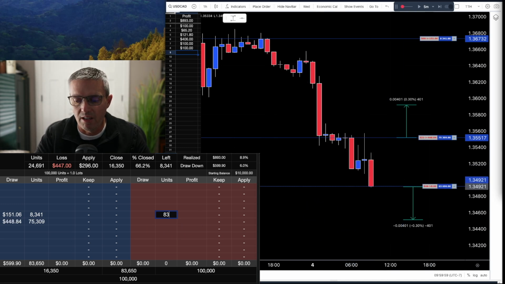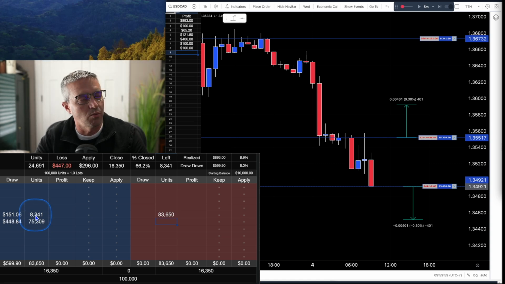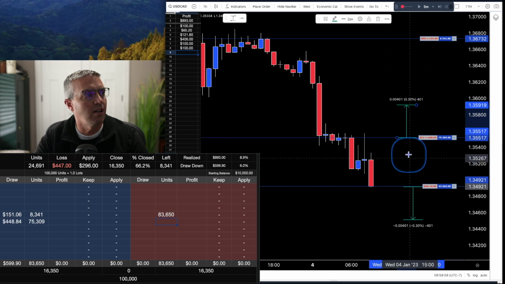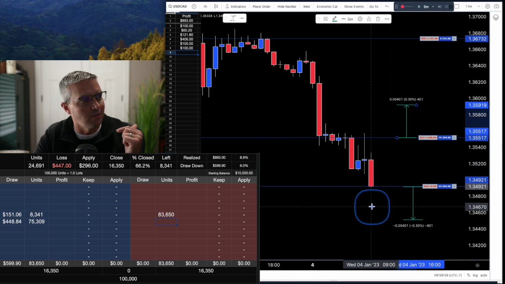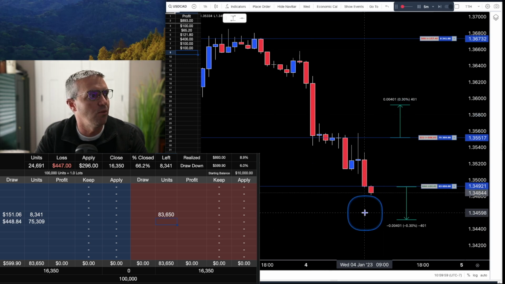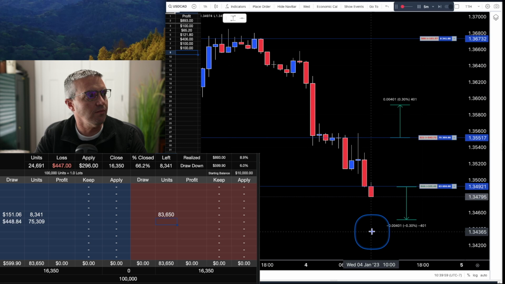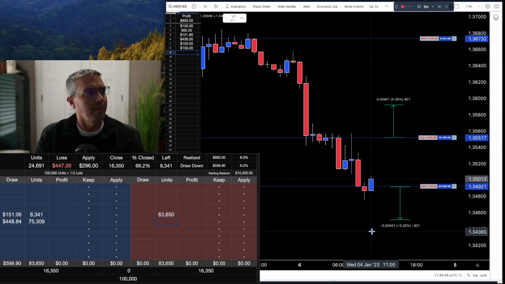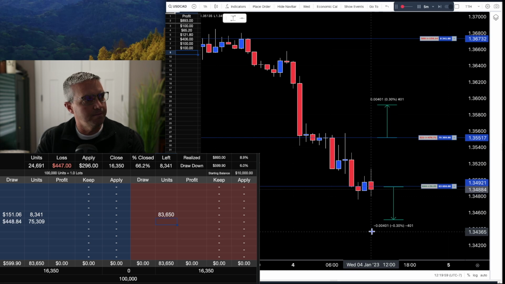So now I have 83,650 units on the short side, 75,309 units on the long side, and 83.41 on the long side. Total drawdown is 599. Total realized profit is 893. Our hedge is balanced, but we are not at capacity on this trade. We're looking for 40 pips to go down. If it bounces and goes straight up, then we're looking for 40 pips to the long side. It's 9 a.m., so let's see what this bad boy decides to do. Now it's 10 a.m., 11 a.m., 12 p.m.